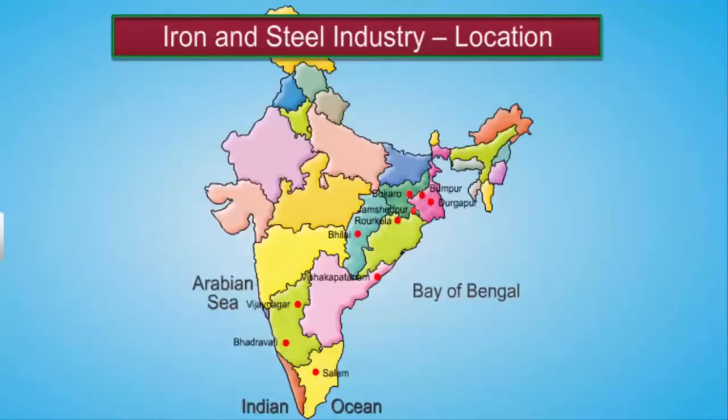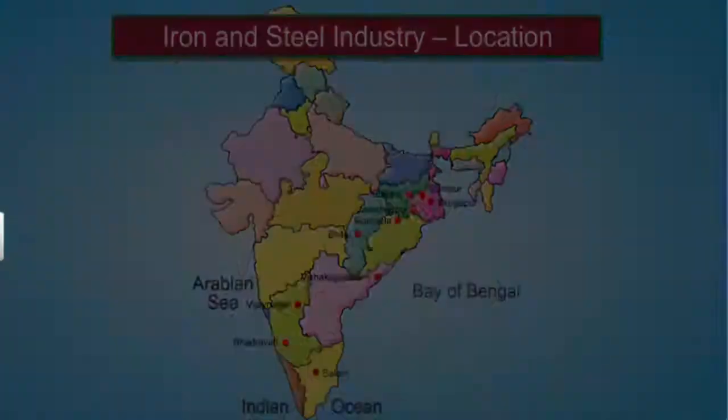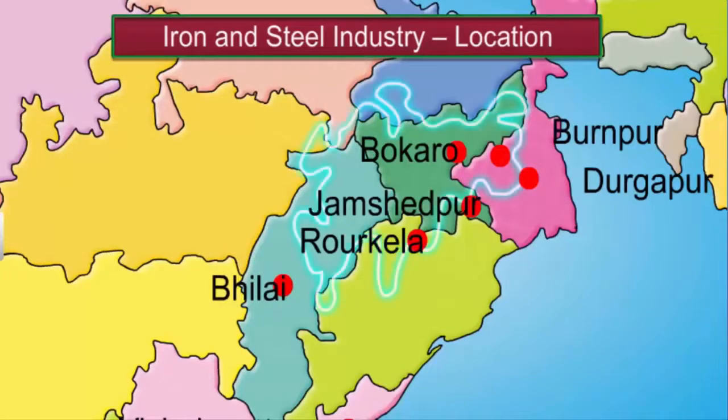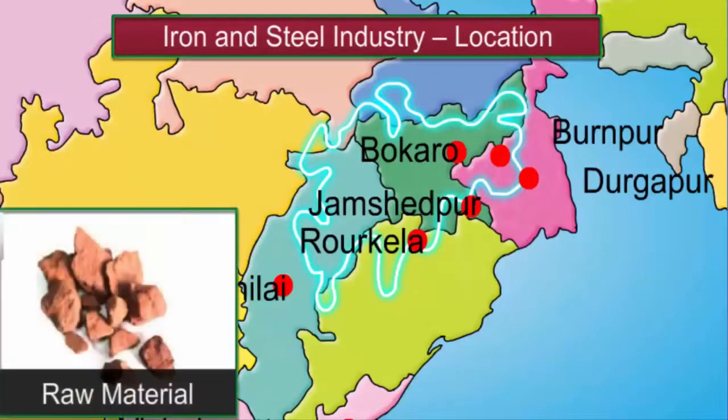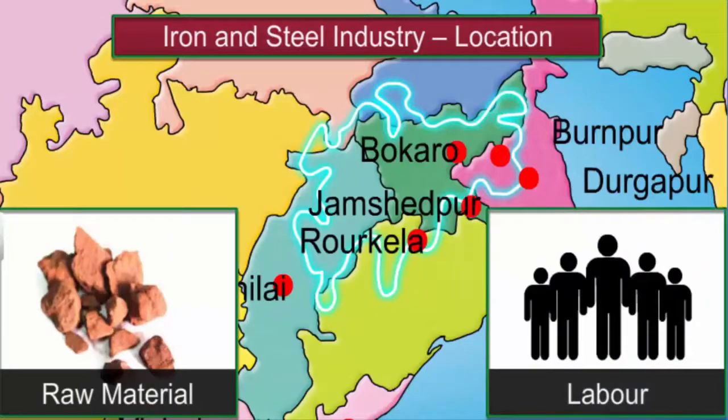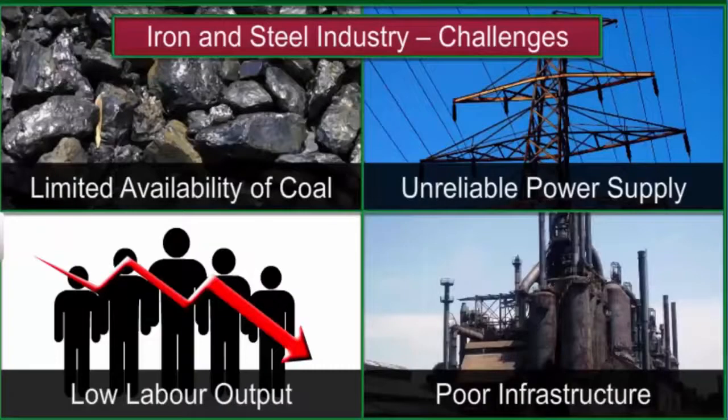If you look at the location of steel plants in India, again, you will find that most of them are located in the Chota Nagpur Plateau region. This is because of the availability of inexpensive, high-grade raw material and abundant cheap labor in the region. There is a vast potential for the growth of the iron and steel industry in India.